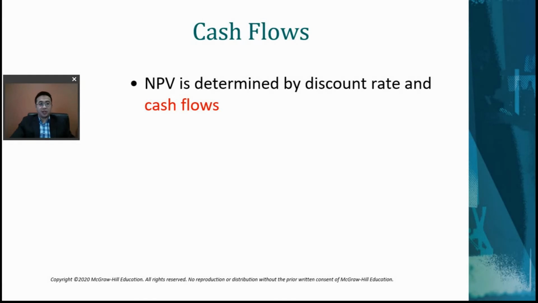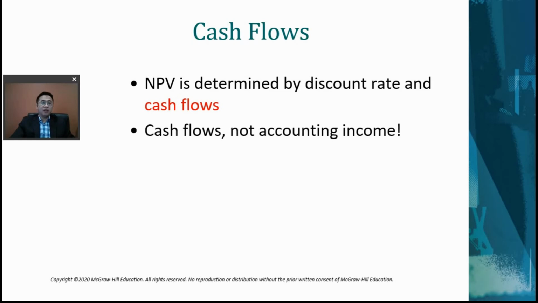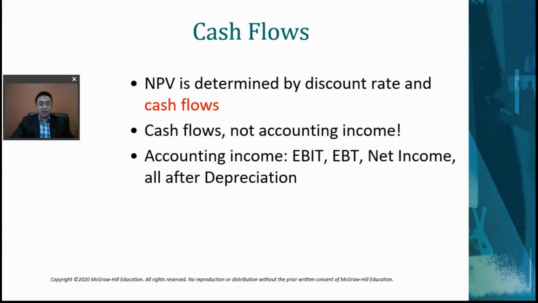Previously, we learned how to calculate the net present value. So basically, we're going to discount all the future cash flows with a proper rate. And that discount rate is the cost of capital. And the cash flows here are not accounting income. The difference is mainly in the involvement of depreciation.